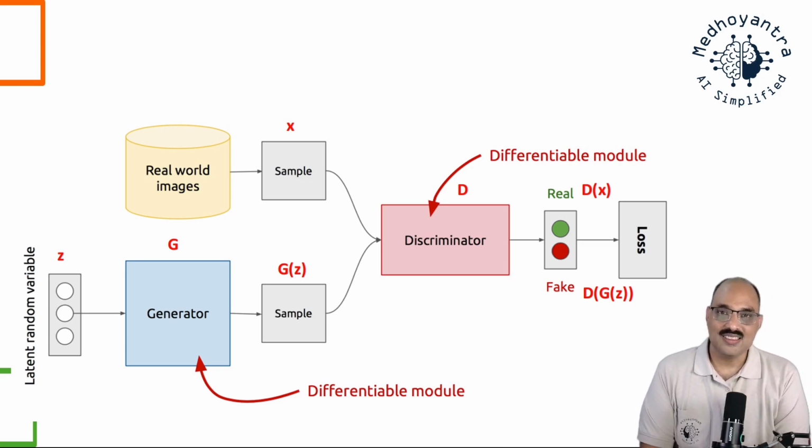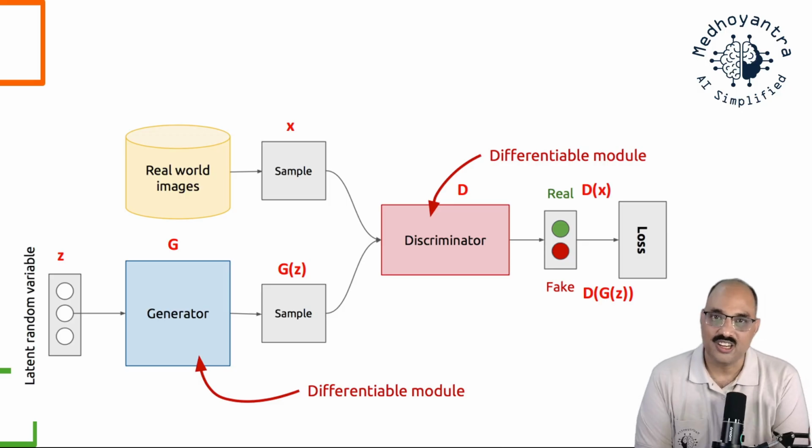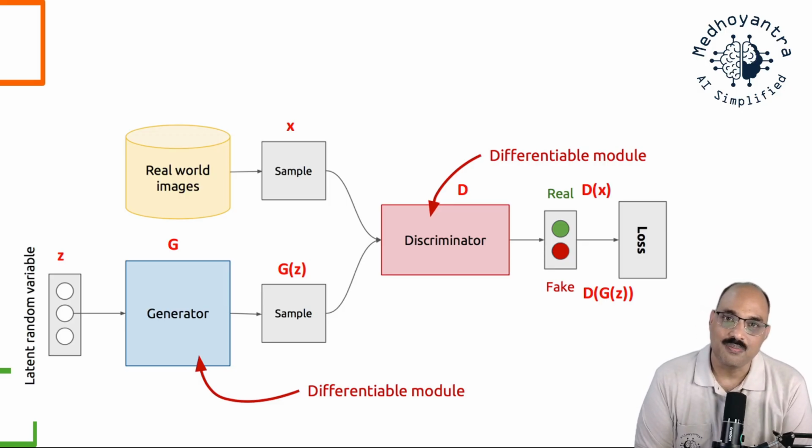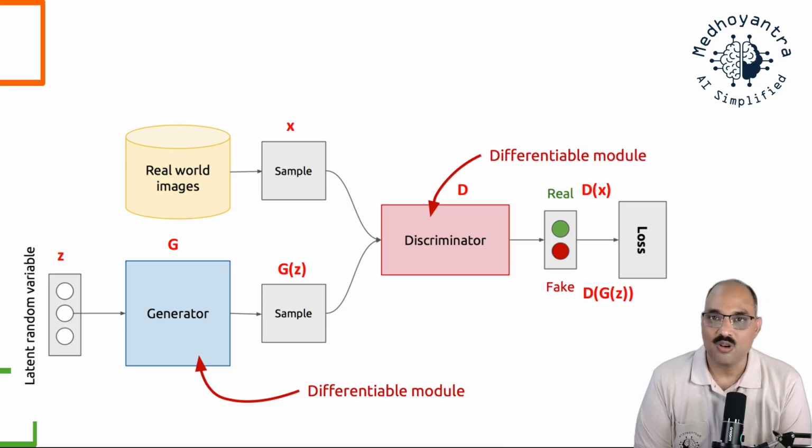Now, this is a race that goes on between the generator and the discriminator. Both the networks get better and better over time.